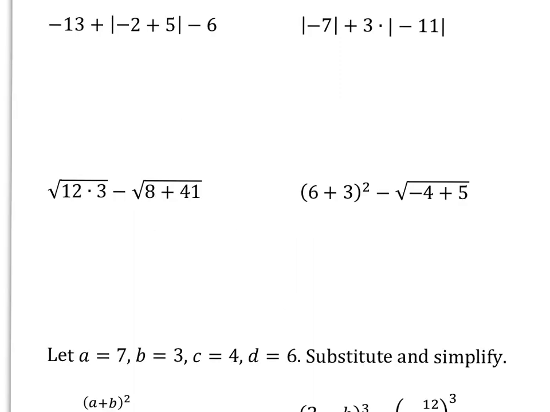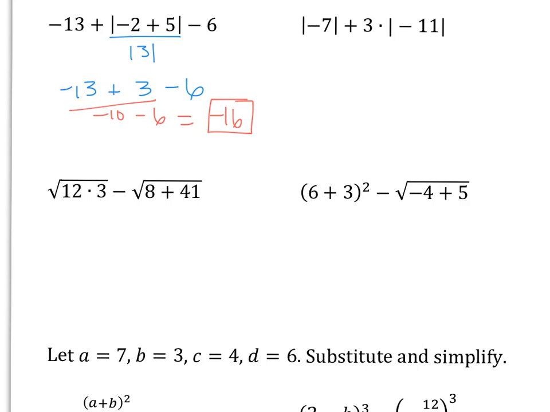So this first example, negative 13 plus the absolute value of negative 2 plus 5 minus 6. I need to first complete the absolute value here, and negative 2 plus 5 is 3, and the absolute value of 3 is 3. So now I have negative 13 plus 3 minus 6, and I'll complete the operations from left to right because addition and subtraction are interchangeable. And negative 13 plus 3 is negative 10, minus 6 is negative 16 here for my answer. All right, let's continue on.